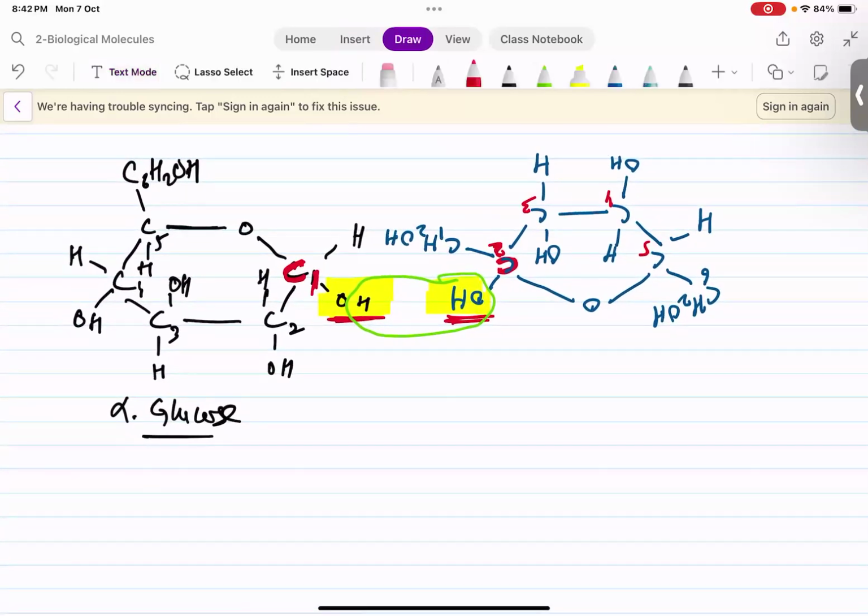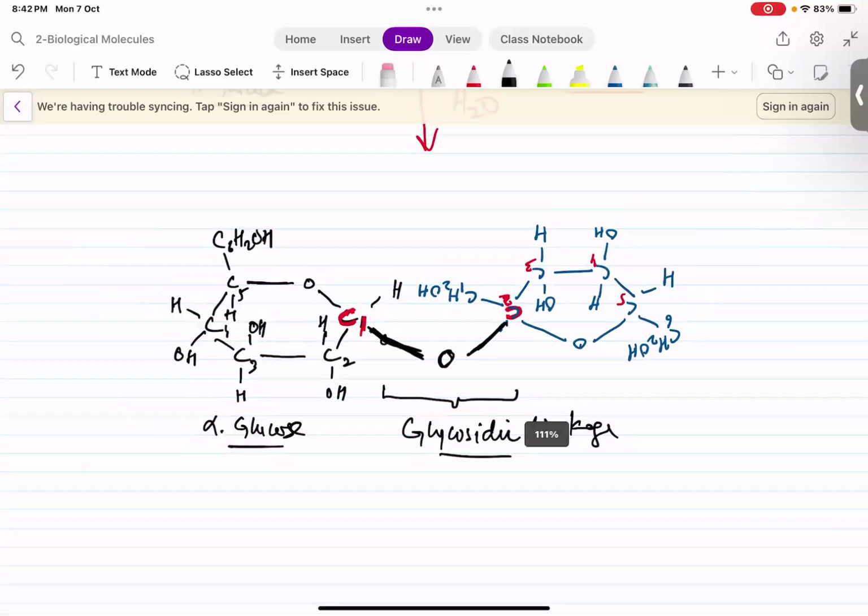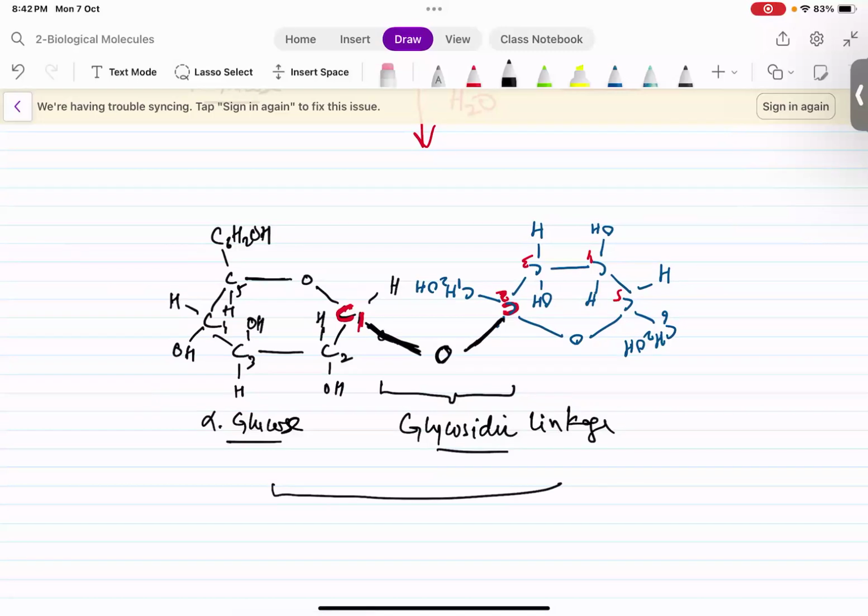So do you see, this OH group from here will be removed, and this hydrogen will be removed from here, and a bond will be formed between this carbon number 1 and this carbon number 2 through an oxygen between them. So this bond formed between carbon 1 and carbon 2 is known as a glycosidic linkage, and this is the structure of a sucrose molecule.